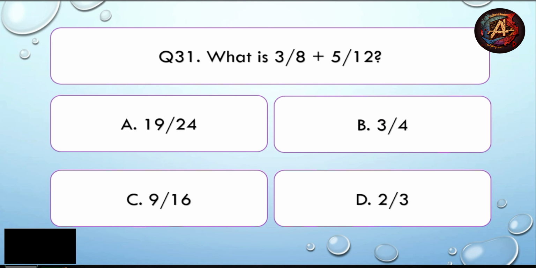Okay, question number 31. What is 3 eighths plus 5 twelfths? Is it A, 19 over 24, B, 3 over 4, C, 9 over 16, or D, 2 over 3? I'll give you 5 seconds.